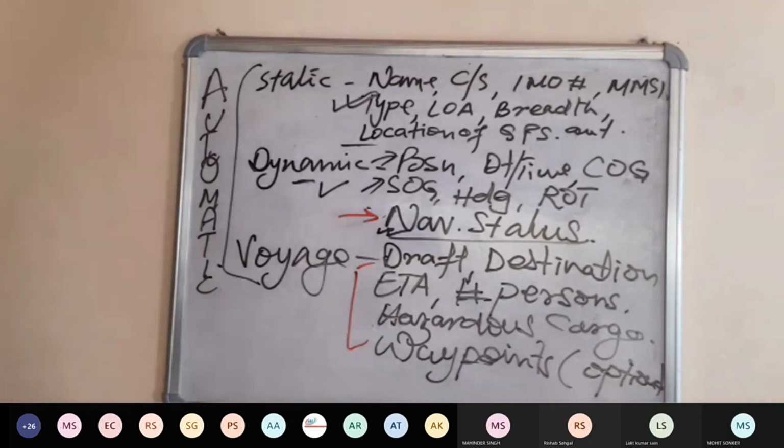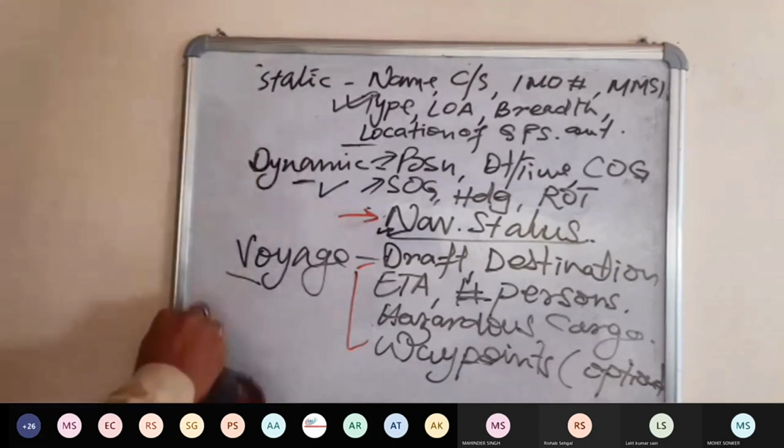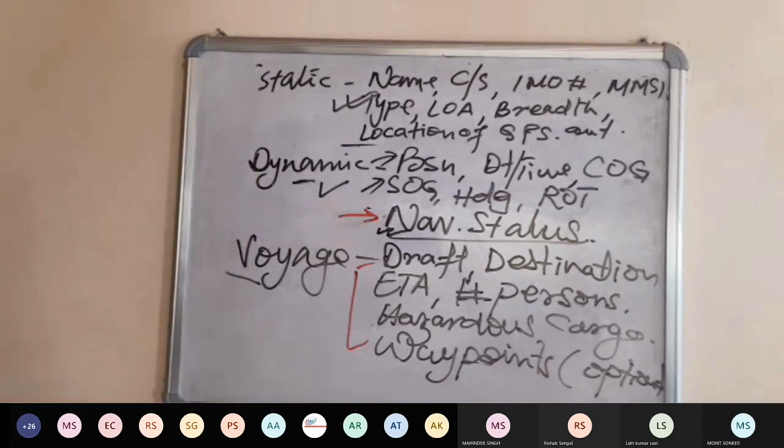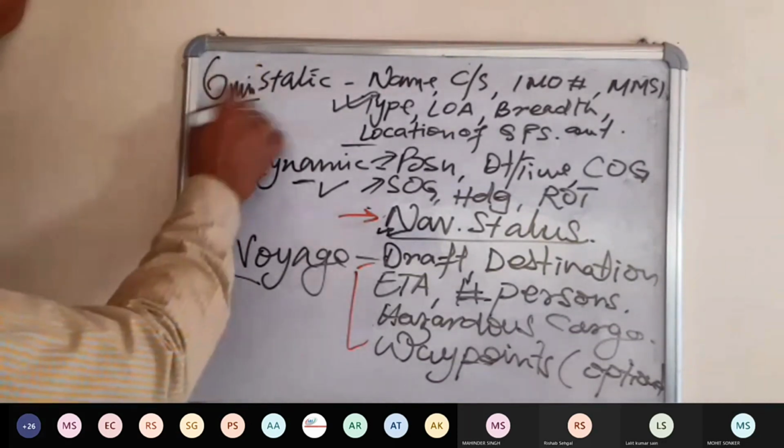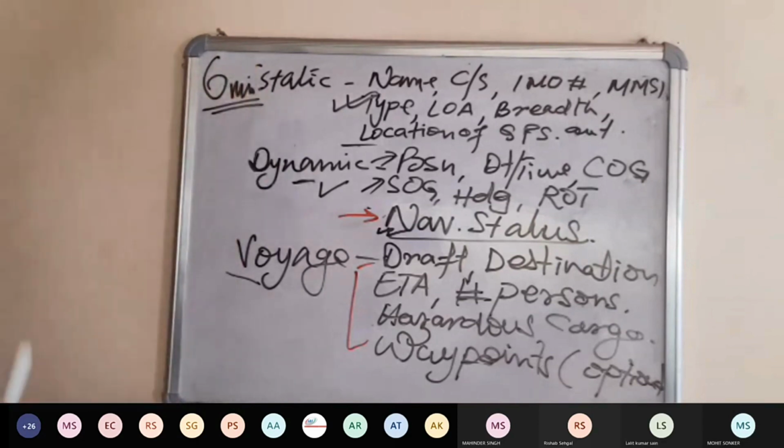When we say automatic transmission, how is it automatically transmitted? This one is transmitted every 6 minutes. And I write this in red to highlight it.